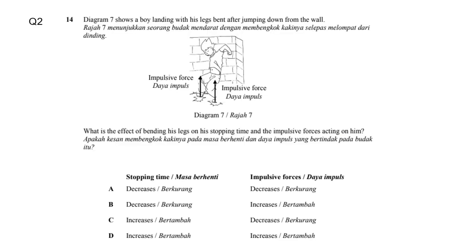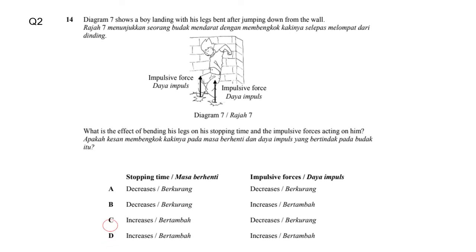Second question. The diagram shows a boy landing with his legs bent after jumping down from the wall. What is the effect of bending his legs on his stopping time and the impulsive force acting on him? There are 4 multiple answers here. What is your answer?